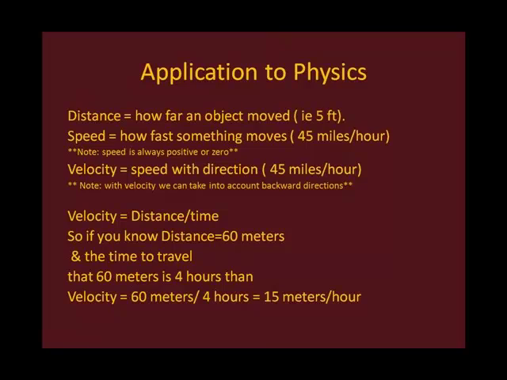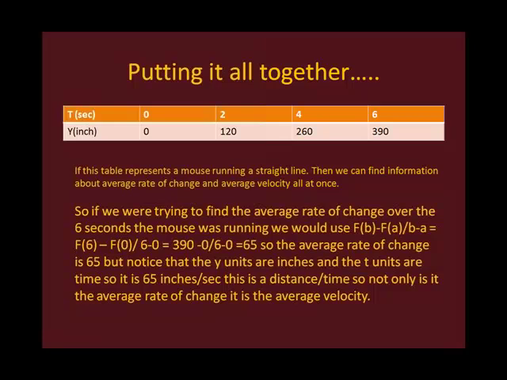Let's say we want to take our physics example and look at it in a table. A lot of times in physics, they use actual data that they've calculated from running an experiment, so a lot of times the data is presented in a table. So let's say this table represents a mouse running in a straight line, where we can look at the information about the average rate of change and the average velocity all at once. So at time 0, the mouse has gone 0 inches. He's right at the starting line.